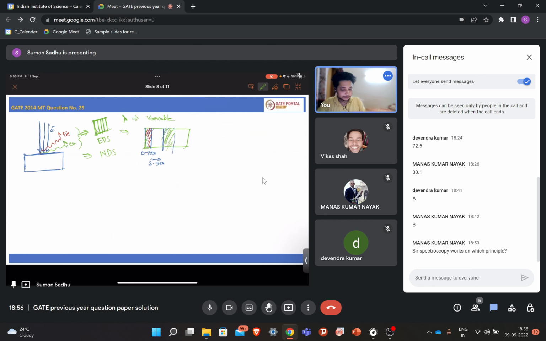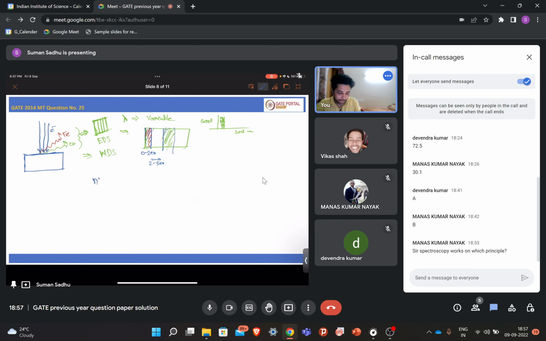It will count per second. Count means intensity, and per second. Let's say in the first second this much signal you got, in the next step this much, in the next step this much. So this is one detector. Another one is WDS. What does it do here? Lambda is variable, and now you know Bragg's law, right? So what is Bragg's law?